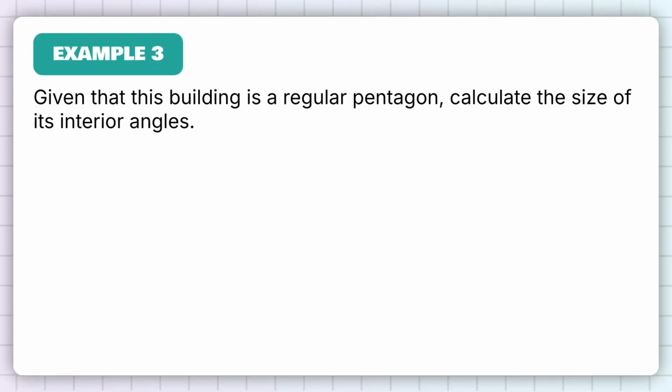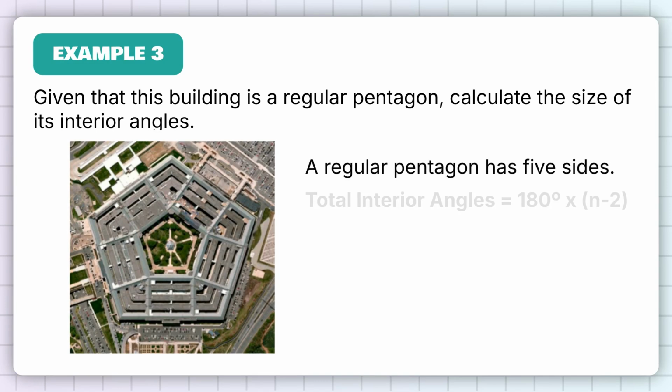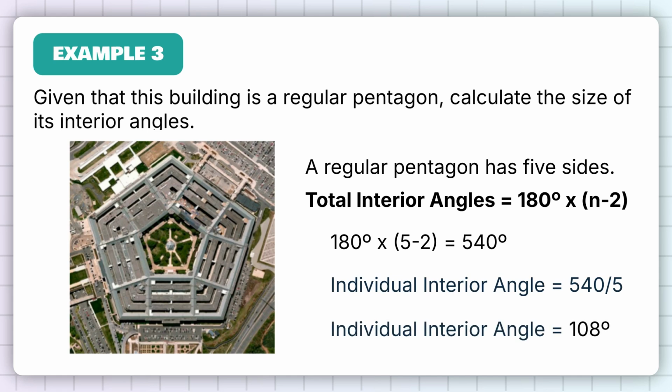Now let's consider a larger structure, the Pentagon building in the United States. As the name suggests, it's a 5-sided figure, or a pentagon. The sum of the interior angles for our pentagon is 180 multiplied by (5 minus 2), which equals 540 degrees. Each individual angle measures 540 divided by 5, which equals 108 degrees.